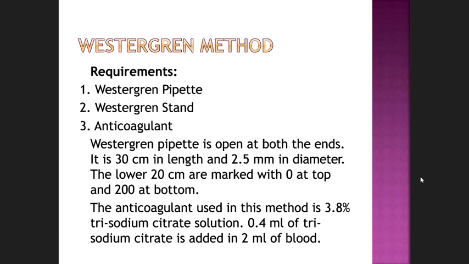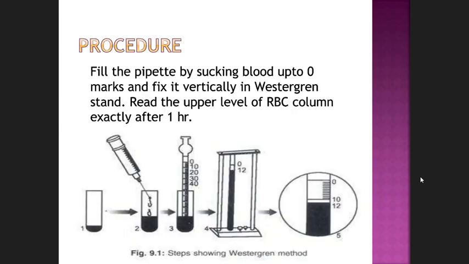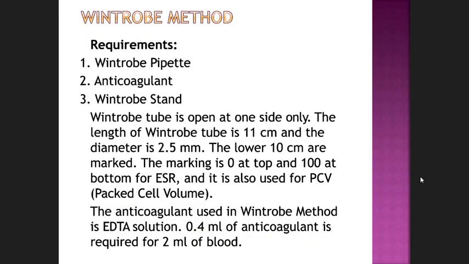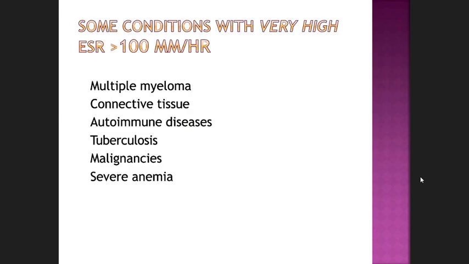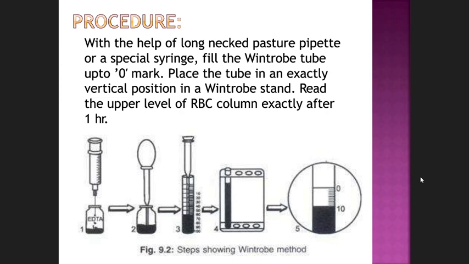Okay, ma'am has corrected it. So it is a 1:4 ratio. We have to take 1 part anticoagulant and 4 parts blood, so the blood taken is 4 times the anticoagulant. Any queries? I think we are done with the process. Now we will discuss the conditions in which the ESR is markedly raised.